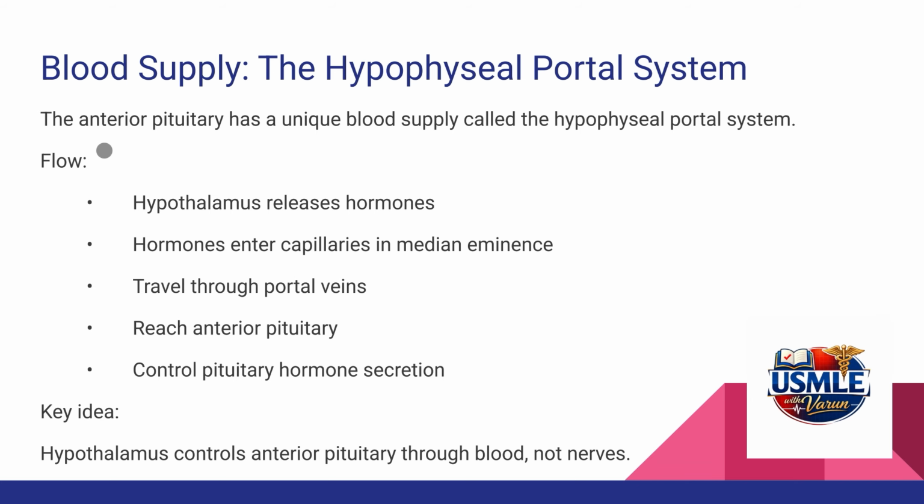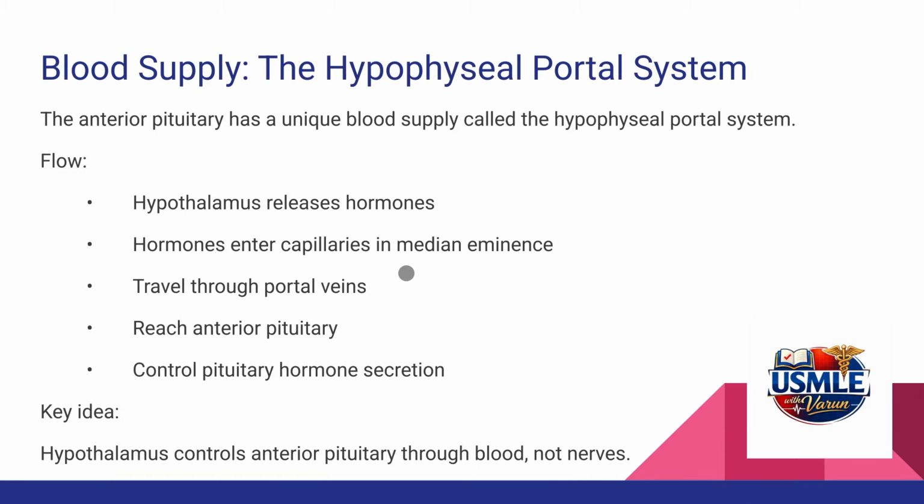Coming to blood supply, the anterior pituitary has a unique blood supply called the hypophyseal portal system. Hypothalamic hormones are released into capillaries at the median eminence, and they travel through the portal veins and then reach the anterior pituitary to control hormone secretion. This means that the hypothalamus controls the anterior pituitary through blood, but not nerves.